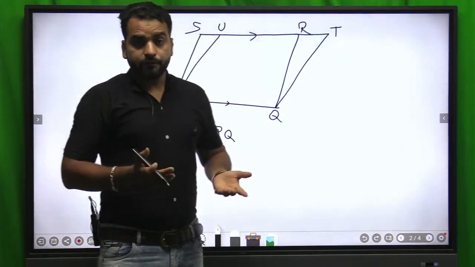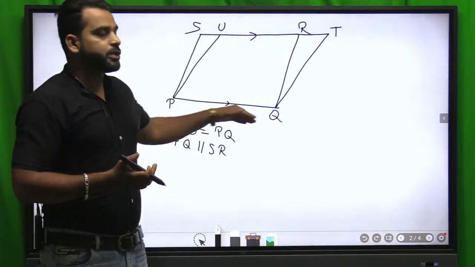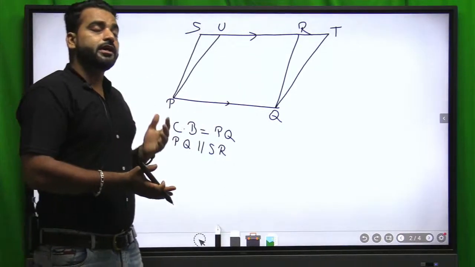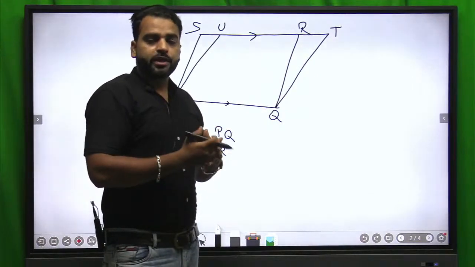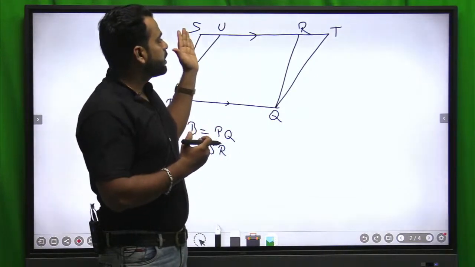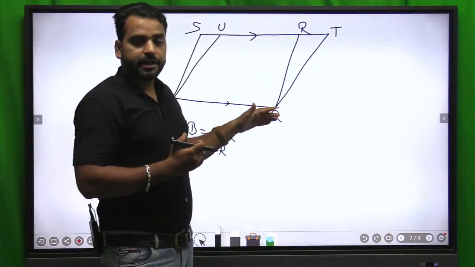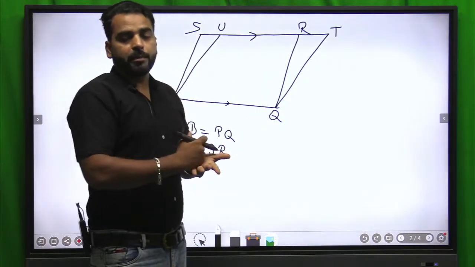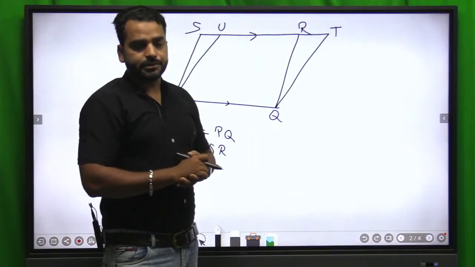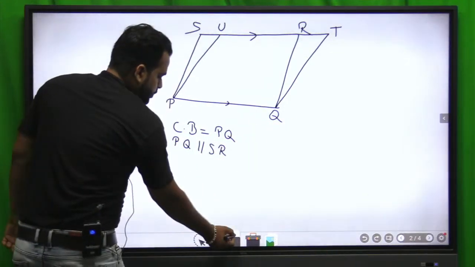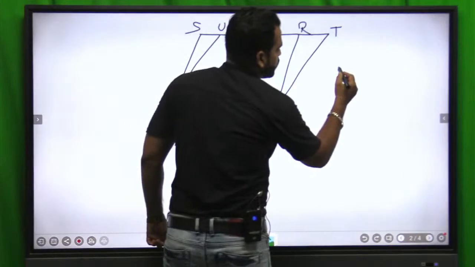that is, check in which figure there is a common base, and write the name of the common base. As we wrote, the common base is PQ, and in which figures the two figures are in between the parallels. So if the figure has the same property, then we can write in this figure the common base is this, and their parallel lines are these. So now we can take some more examples.